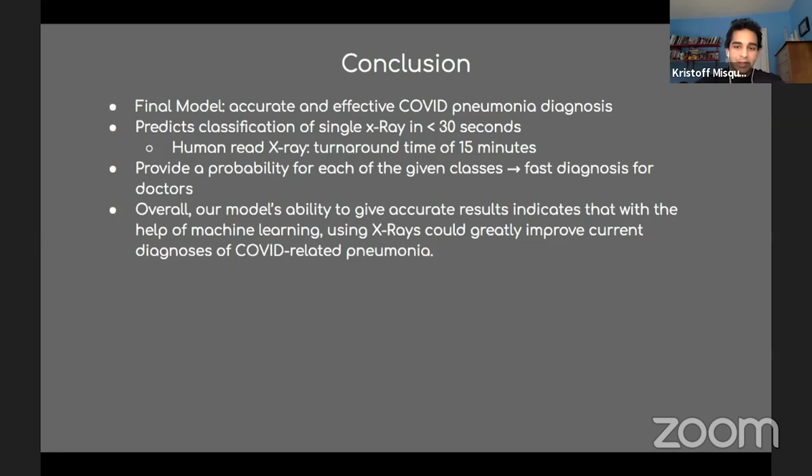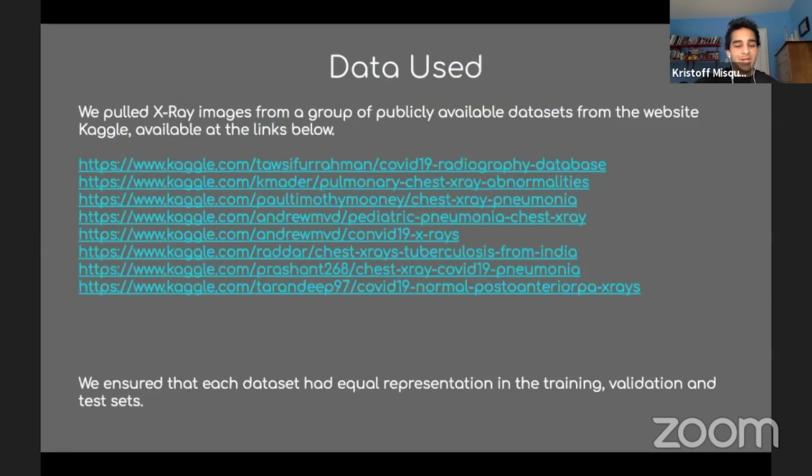So in the way of data, like other groups, the data to make this project was found on Kaggle, and though we have quite a number of them here, spanning tuberculosis to pneumonia to pediatric scans too, we ensured that each one had equal representation across the training, validation, and test sets for a model.